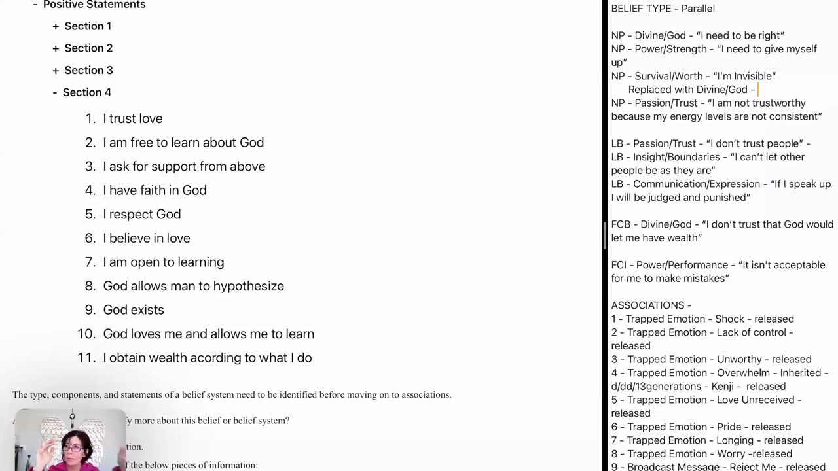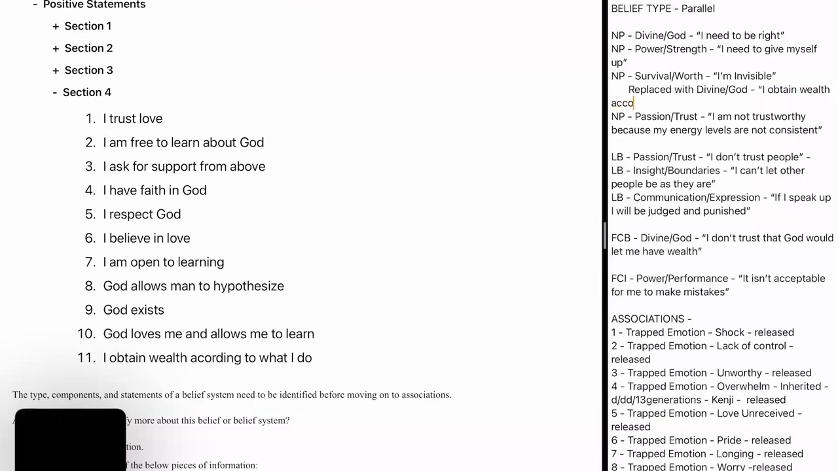So we have 11. Is the replacement number 1, 2, 3, 4, 5, 6, 7, 8, 9, 10, 11? We got number 11. I obtain wealth according to what I do. Ooh, I like that. I obtain wealth. That's perfect. According to what I do. That's perfect. Okay, let's download that.